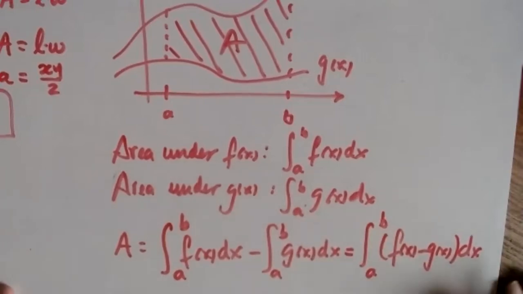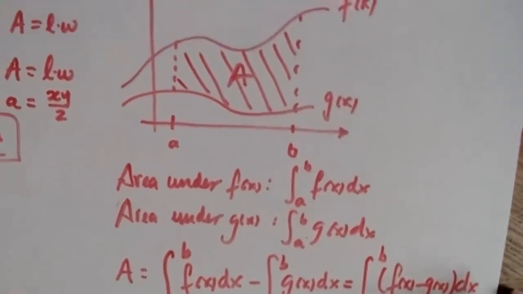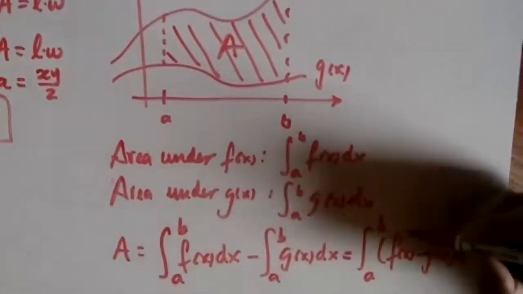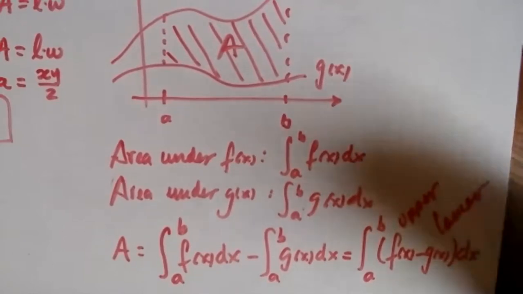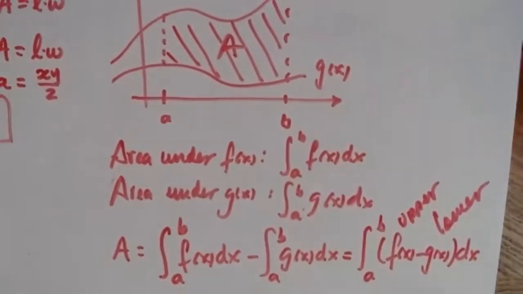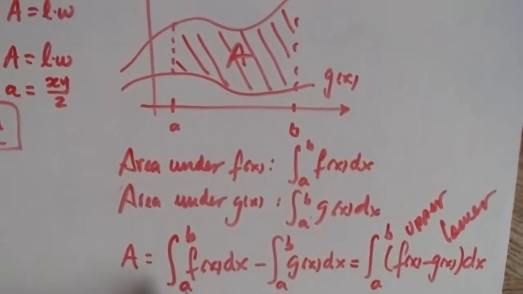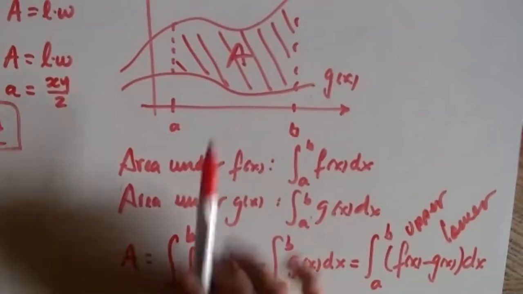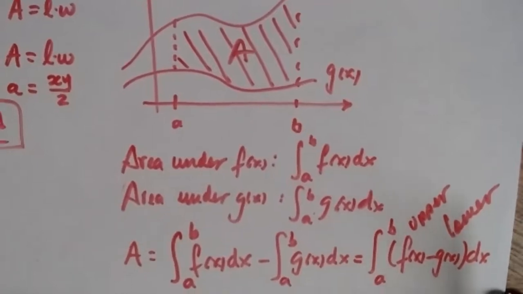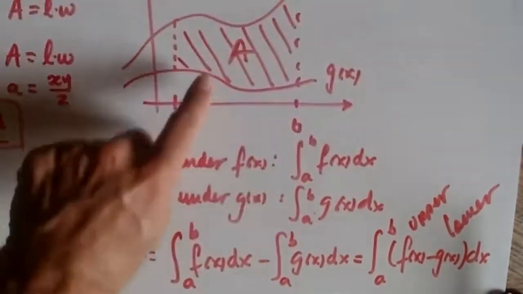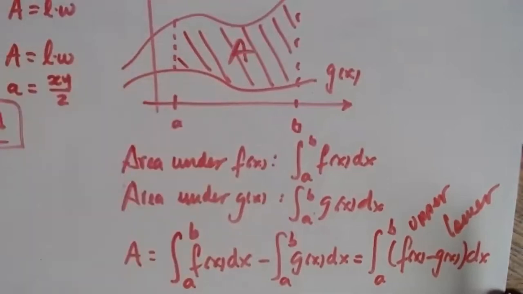So you have to subtract the upper function minus the lower function. So the upper minus the lower, correct? That's the idea. This difference, if you subtract the upper minus the lower, is positive, which is what you want. If you subtract the lower minus the upper, this area is going to be negative. The number is going to be correct, but the sign is not going to be correct. Remember that areas are always positive.